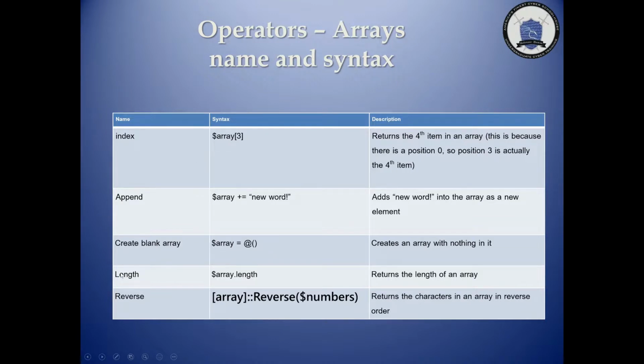Another cool thing that you'll use is the dot length operator. Dot length operator, whenever it's attached to arrays, gives you the number of items in that array. All right, so if you have 4 items, it would return the number 4. And then the last operator we'll talk about is reverse. The reverse operator returns the array in reverse order. So the first item becomes last, the last item becomes first, and everything is in reverse order. So let's go ahead and show those 3 different things: the append, the length, and the reverse.